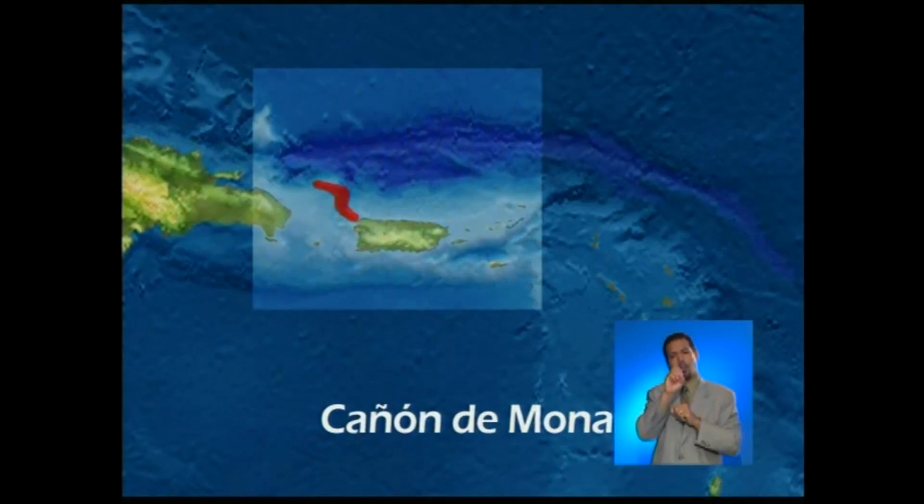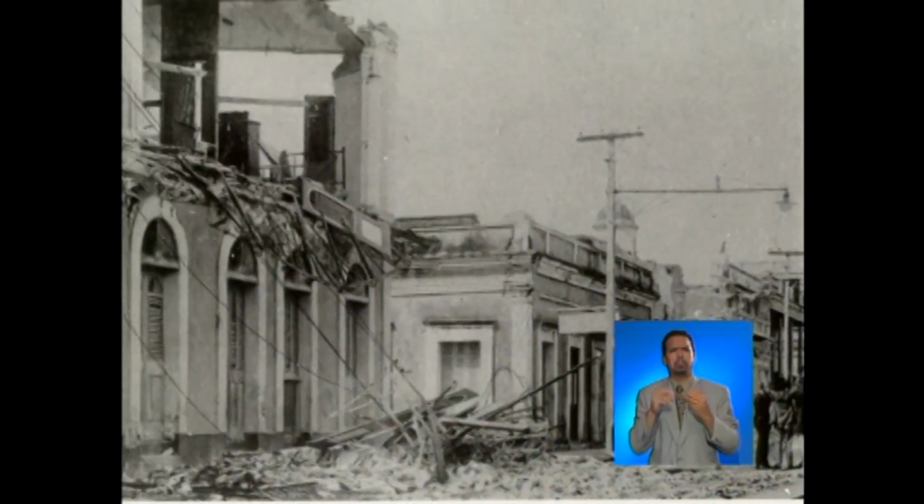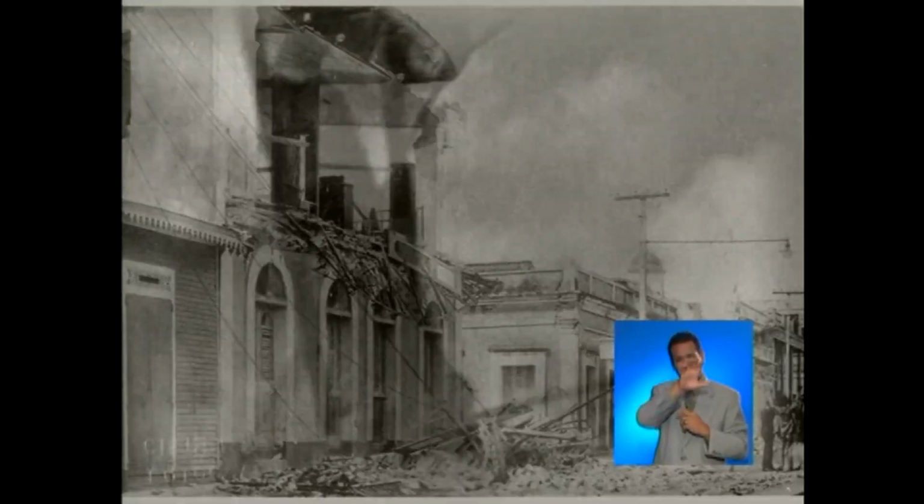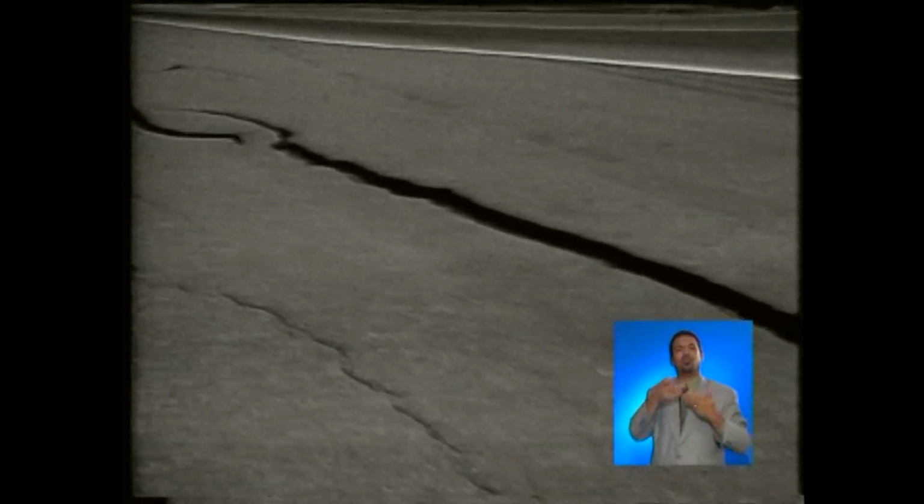The earthquake's epicenter was located in the Mona Passage, 25 miles off the coast of Aguadilla. It was felt the strongest on the west coast, where people ran into the streets as they feared being trapped inside the buildings. The soil was cracked everywhere.